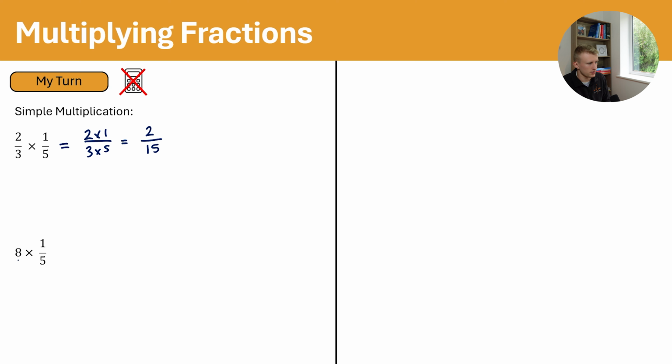We just want to start by turning 8 into a fraction, and we can do that by writing it over 1, because 8 divided by 1 is 8. We can then use the same principle from before. We multiply our numerators, 8 multiplied by 1, and we multiply our denominators together like this. 8 multiplied by 1 is 8, 1 multiplied by 5 is 5, and I'll leave it as an improper fraction.